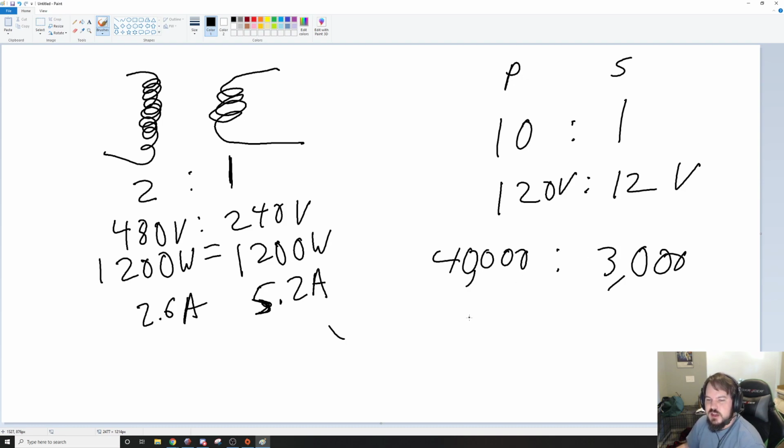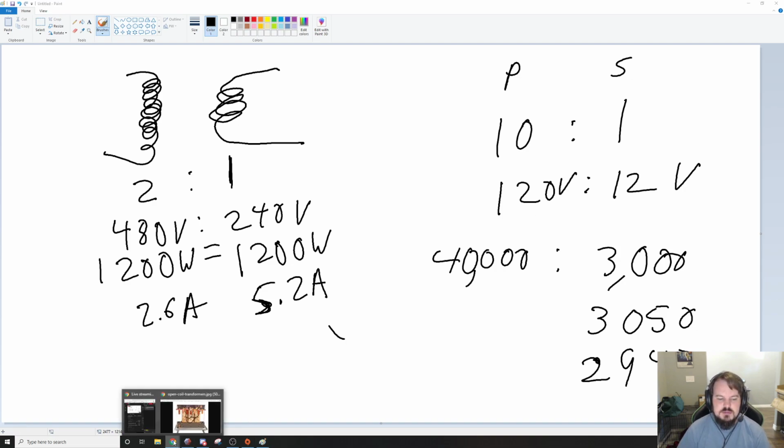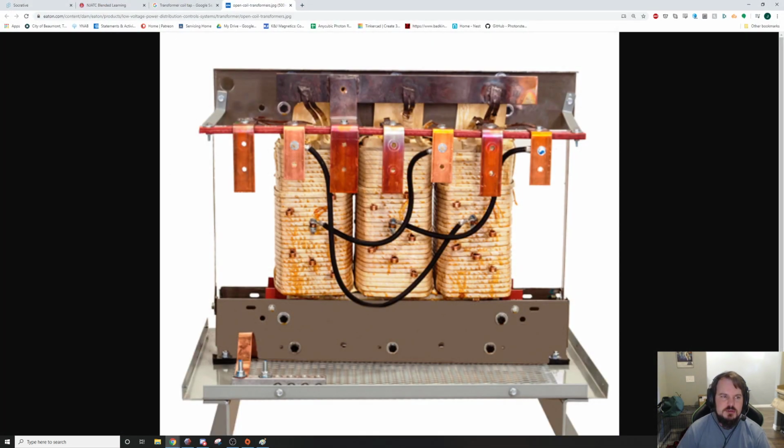What you can do, if your voltage is slightly off and you wanted to change the voltage just a little bit, you could move the coil taps and change it from 3000 to 3050 or 2947. And that's using different taps, and that's going to change your ratio up a little bit and let you solve voltage issues.